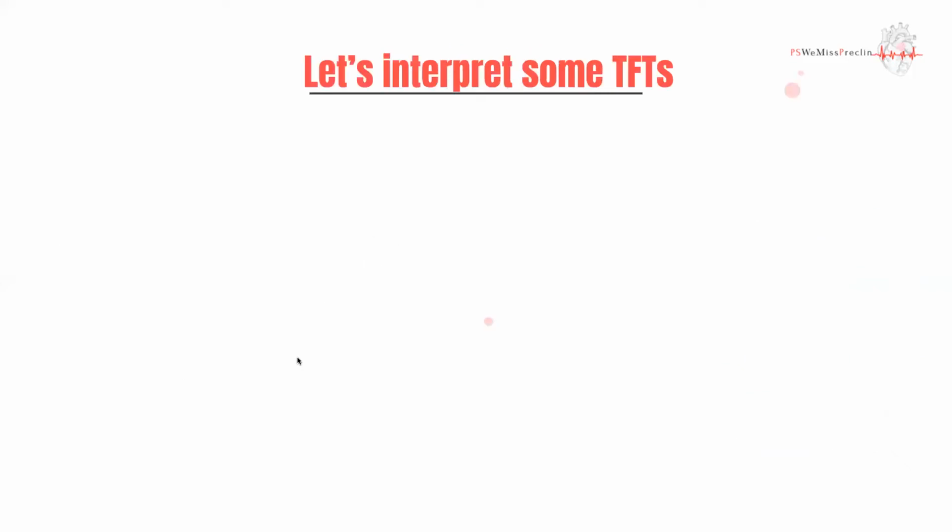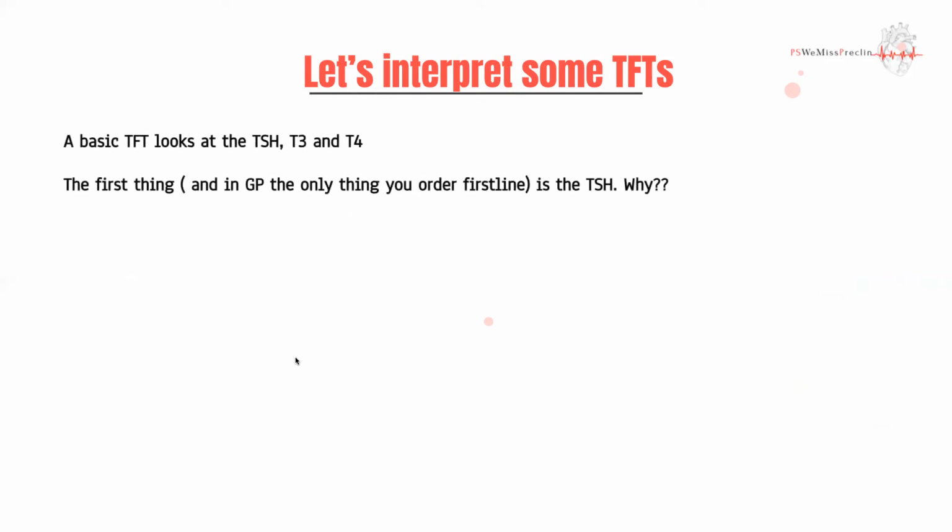So now let's interpret some TFTs. Again, this is some clinically relevant stuff. The first thing you need to know is that whenever you look at TFTs, and whenever you order TFTs, you very rarely order everything at once. So the relevant ones are TSH, T3, and T4. We almost always start with the TSH first. Now, why do we just do the TSH? Why don't we just do T3 and T4 as well?